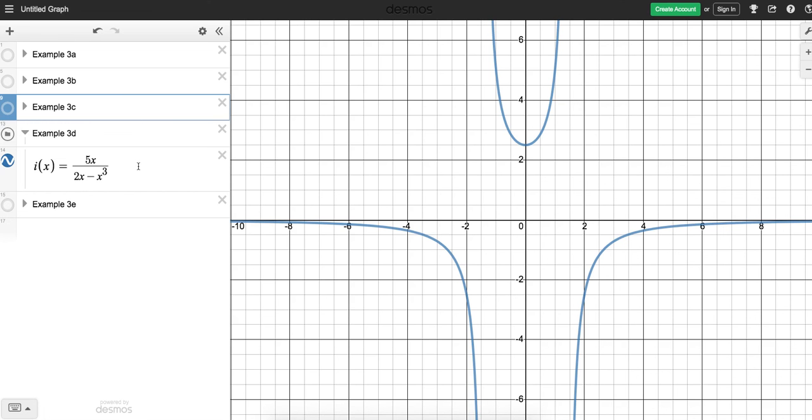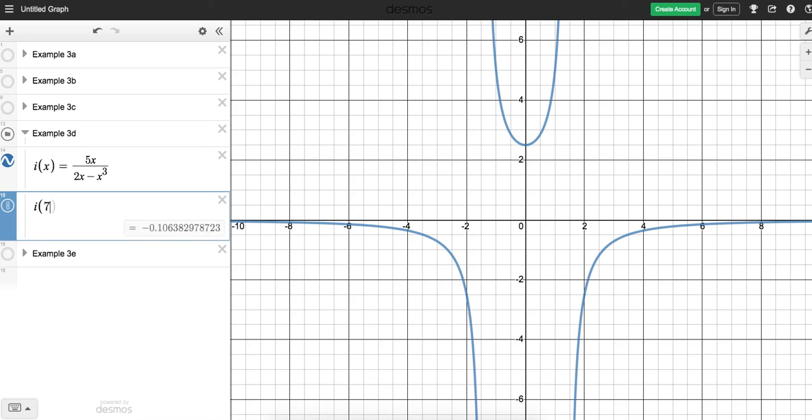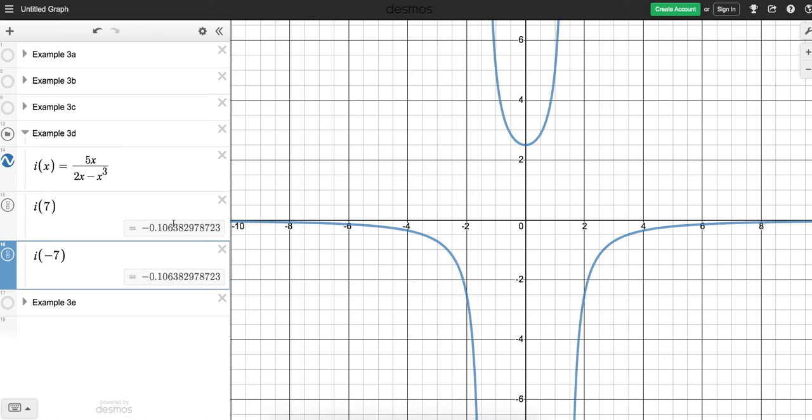And we can see that with some inputs to confirm that. Let's go i of 7. We get that decimal. If we do i of negative 7, we get the exact same decimal. So any input we give, its opposite, assuming it's in the domain, will give us the exact same output. So if the outputs are equal, it's even. Even, equal; opposite, odd.